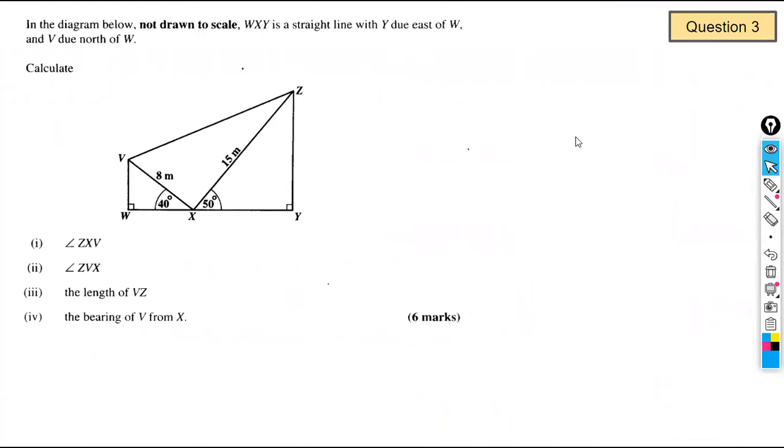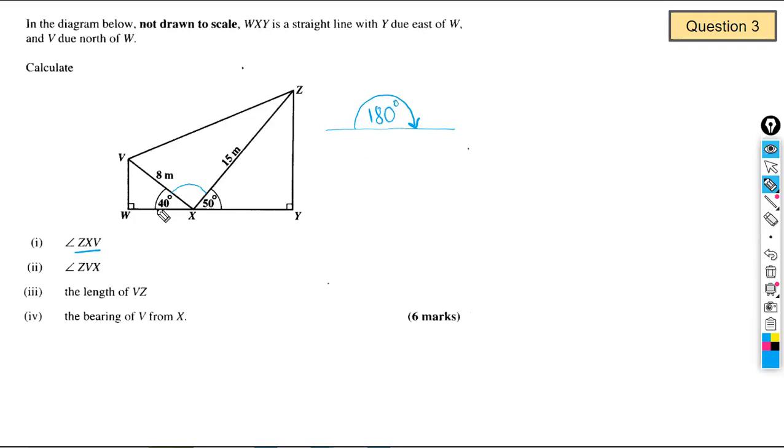Finally, some trigonometry. I know some of you are just waiting for trigs to come. Good luck. You have 5 minutes to send your answers. The first part asks us to find the angle ZXV. Z all the way to X, and you bounce back to V. That's this angle. This is based on a straight line. We all know a straight line is 180 degrees. So if here is 40 and here is 50, 40 plus 50 is 90. You minus 90 from 180, you're going to get 90.